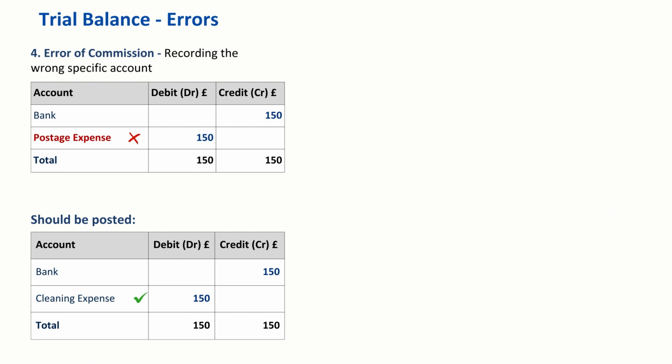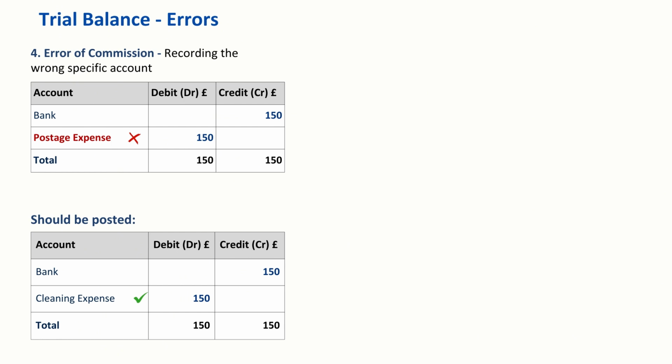Error of commission is when the entry is posted to the correct type of account, but to the wrong specific account within that category. The amount is correct. The debit and credit direction is correct, but the bookkeeper chooses the wrong actual account.